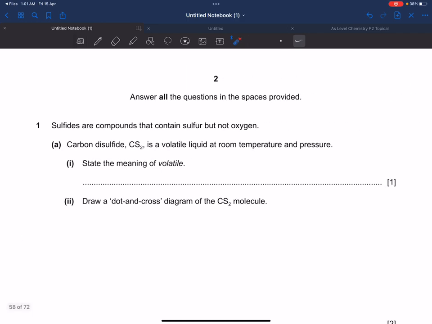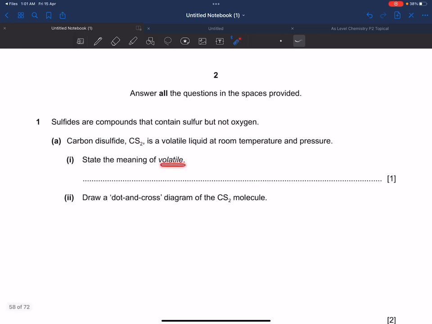Okay, so the first question says that sulfides are compounds that contain sulfur but not oxygen. Carbon disulfide, CS2, is a volatile liquid at room temperature and pressure. State the meaning of volatile. Okay, so this is a very basic definition.